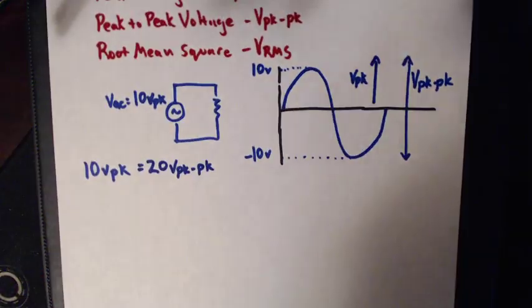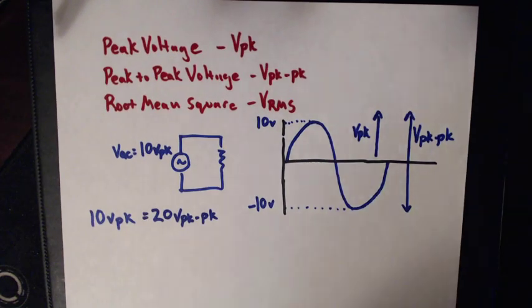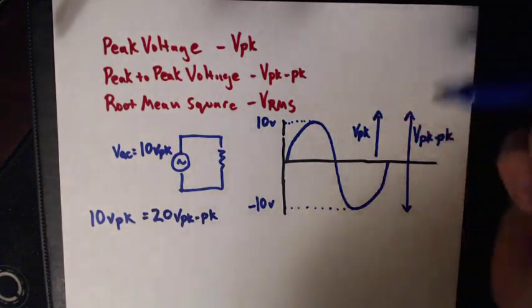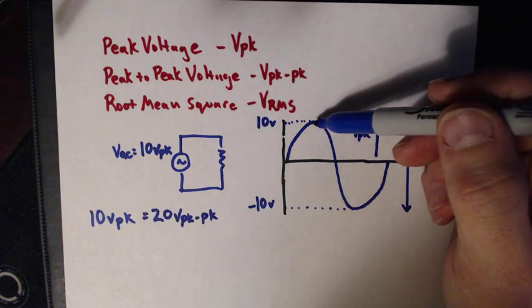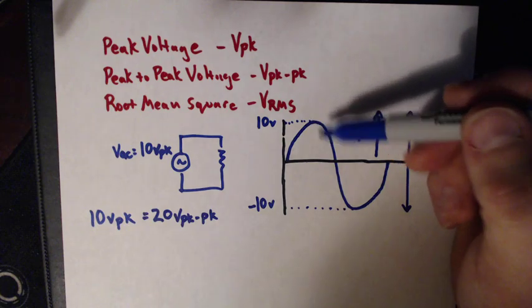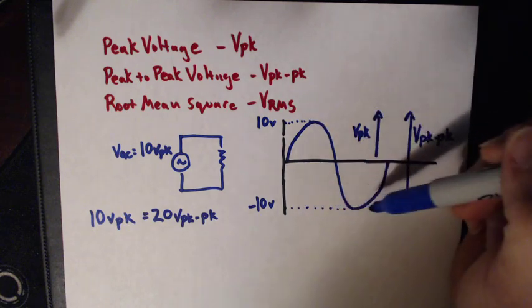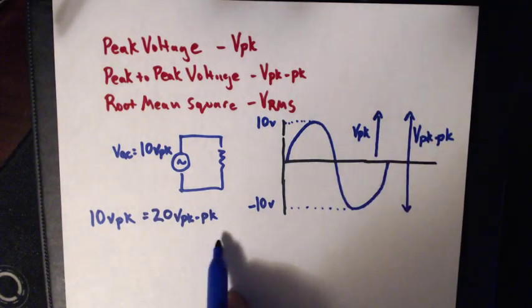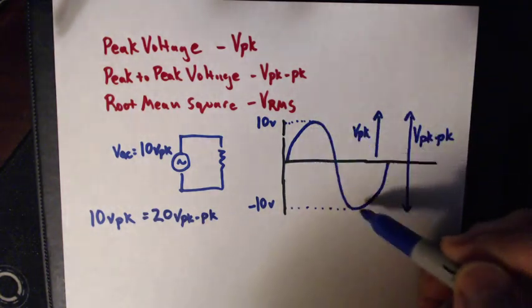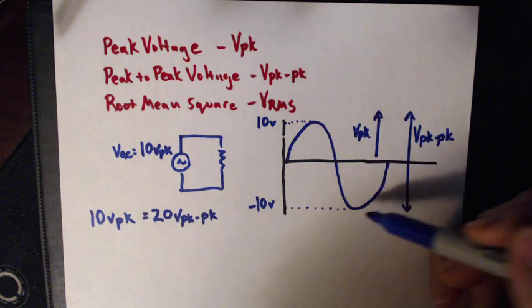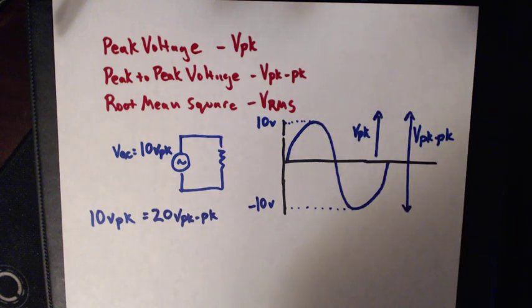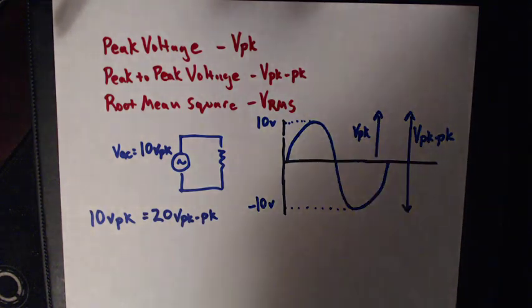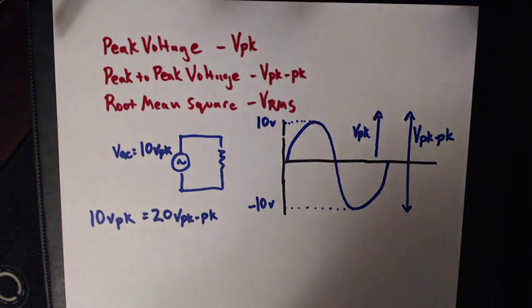Okay, so peak and peak-to-peak voltage is pretty straightforward. You're just going with the highest positive value for our peak voltage, and our peak-to-peak voltage is from the highest to the lowest, including our negative. Okay, so peak-to-peak is kind of like your absolute magnitude difference between the highest point and the lowest point, and your peak voltage is just the highest positive voltage. Okay, so that takes care of peak voltage and peak-to-peak voltage.